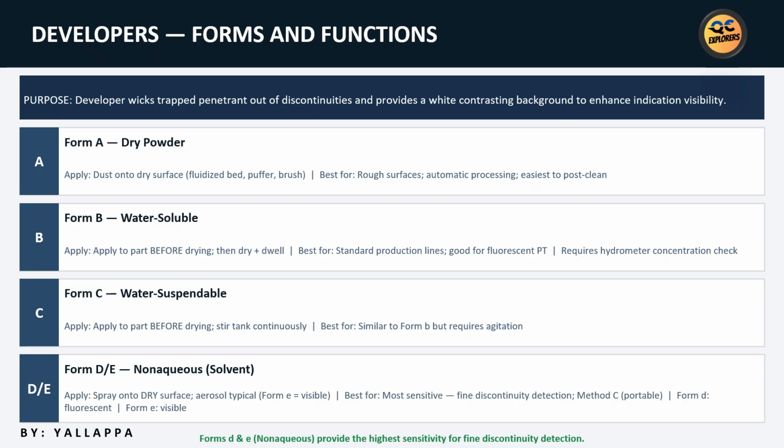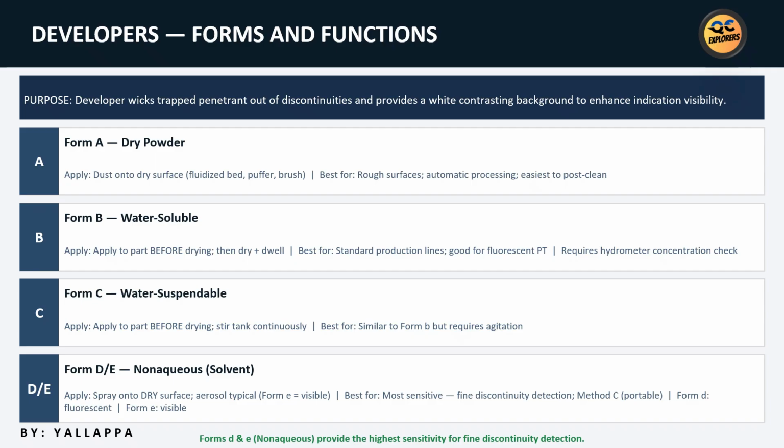Form A, dry powder developer. This is commonly used for rough surfaces and automatic systems. It is also easier to clean after inspection. Now Form B, water-soluble developer. This developer is applied before drying, and concentration control becomes important, usually checked using a hydrometer. Now Form C, water-suspendable developer, very similar to Form B. But this type requires continuous agitation because particles can settle inside the tank.